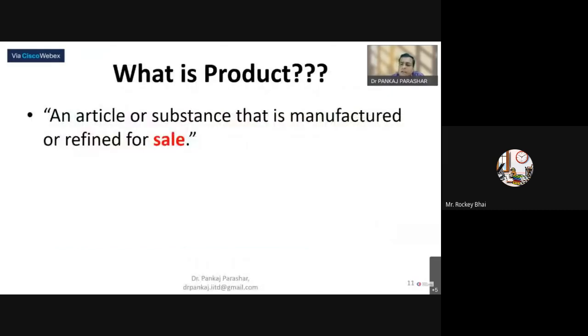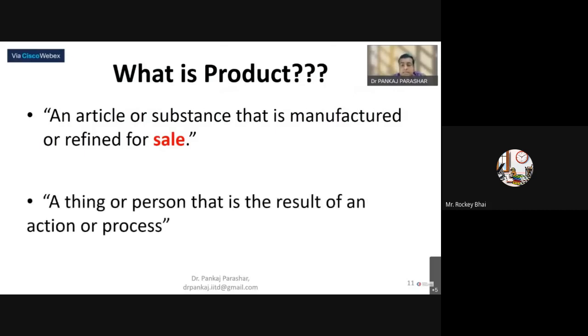So if we want to summarize, it's an article or a substance that is manufactured or refined for sale. That is what a product is. It's either a person or a thing. It may be tangible, that could be touched, or it's intangible, that can never be touched. You might have seen that page where I showed some products like Google Chrome, then Gmail. All these things are products from Google. You can't touch them, but they are products.